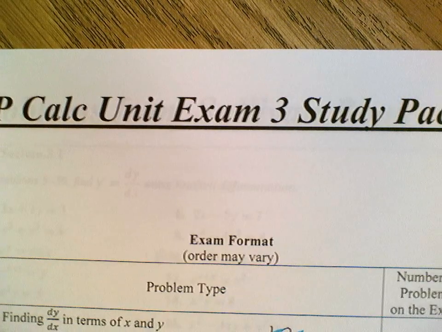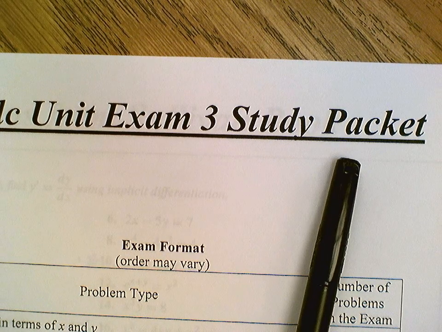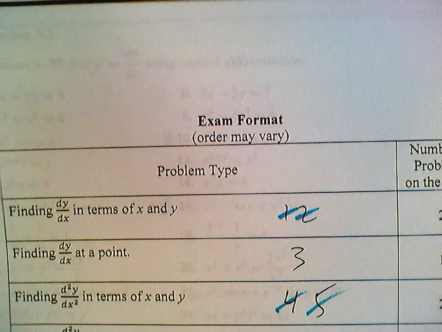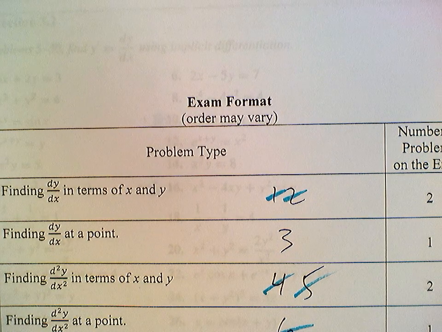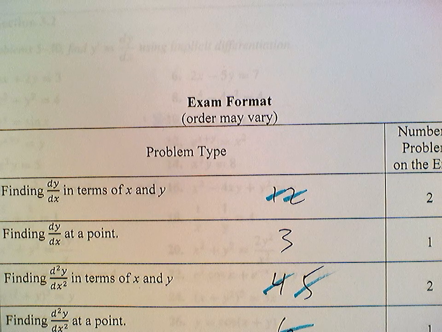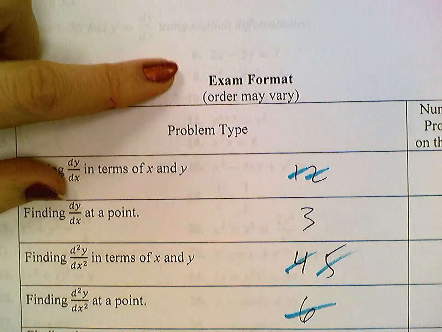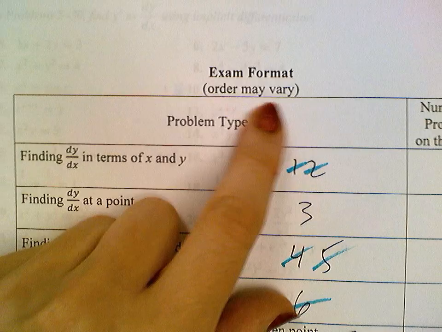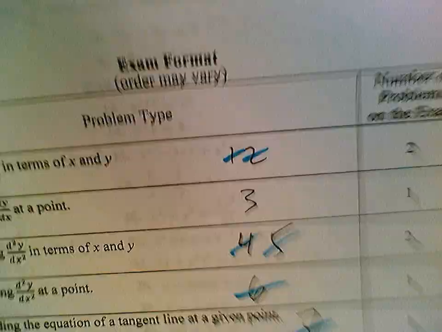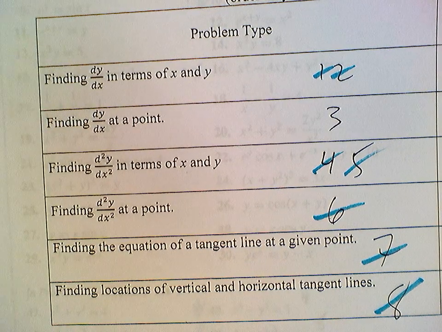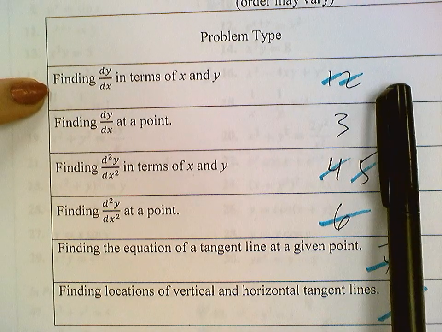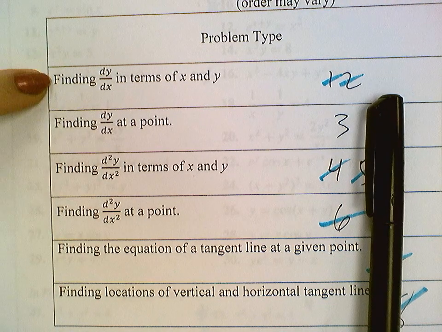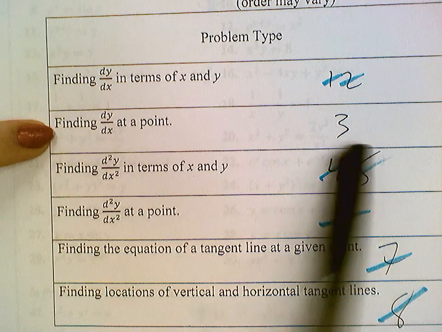Okay, so the AP Calc Unit Exam 3 study packet, I'm going to go through and do one of each type of problem that will be on the test. Now, this exam format, I'm saying here that the order may vary, so these are the problem types. So I'm going to do this in order. For the first two problems I do are going to be of this type. The third problem will be of that type.